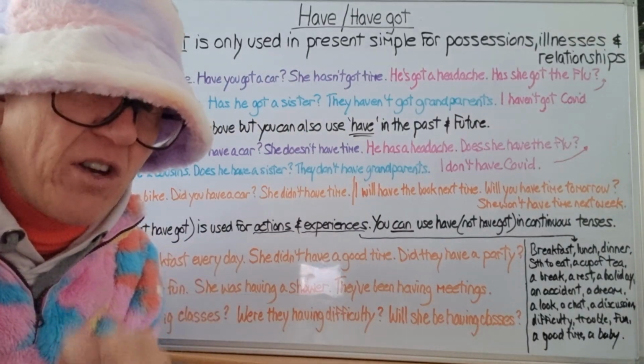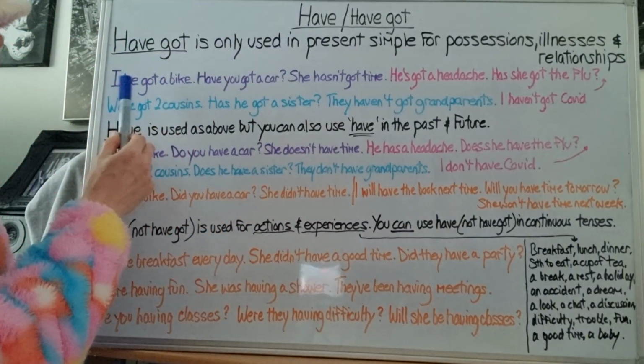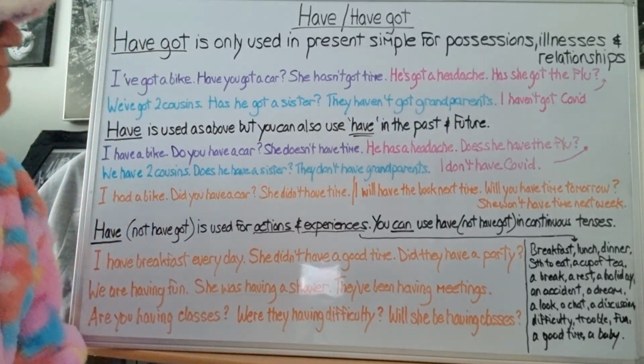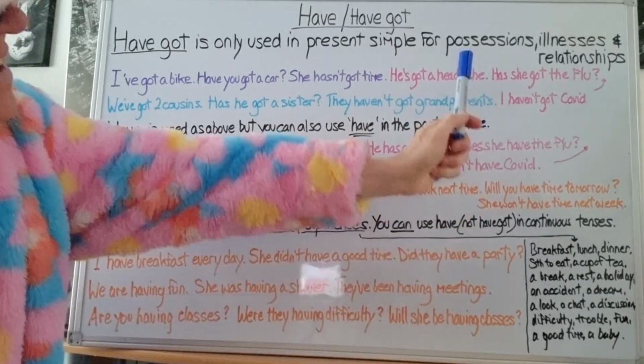We often contract in English. It's very, very common. And it sounds weird when you don't contract. In this case, I have got a bike. No one would really say it like that. But you can.